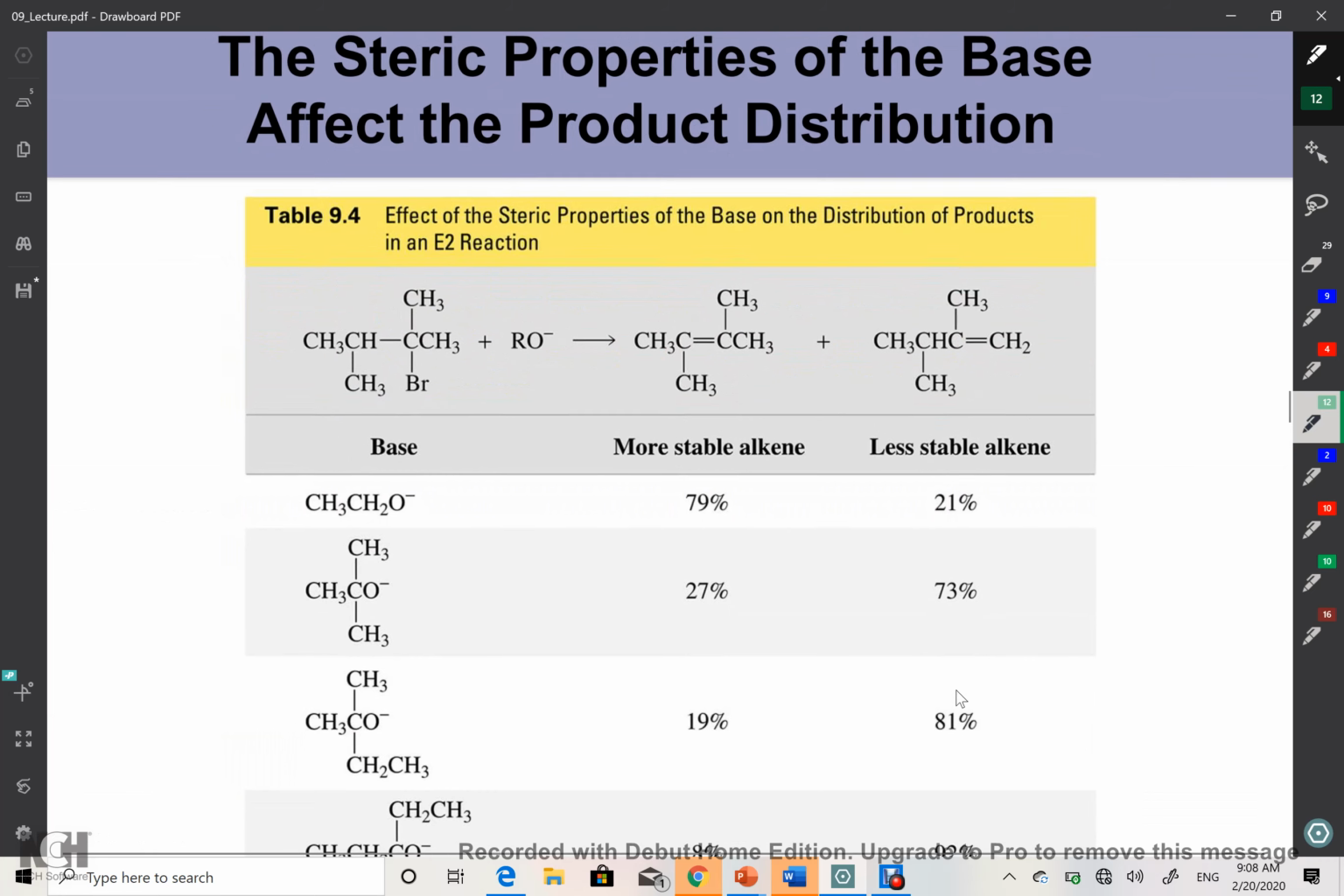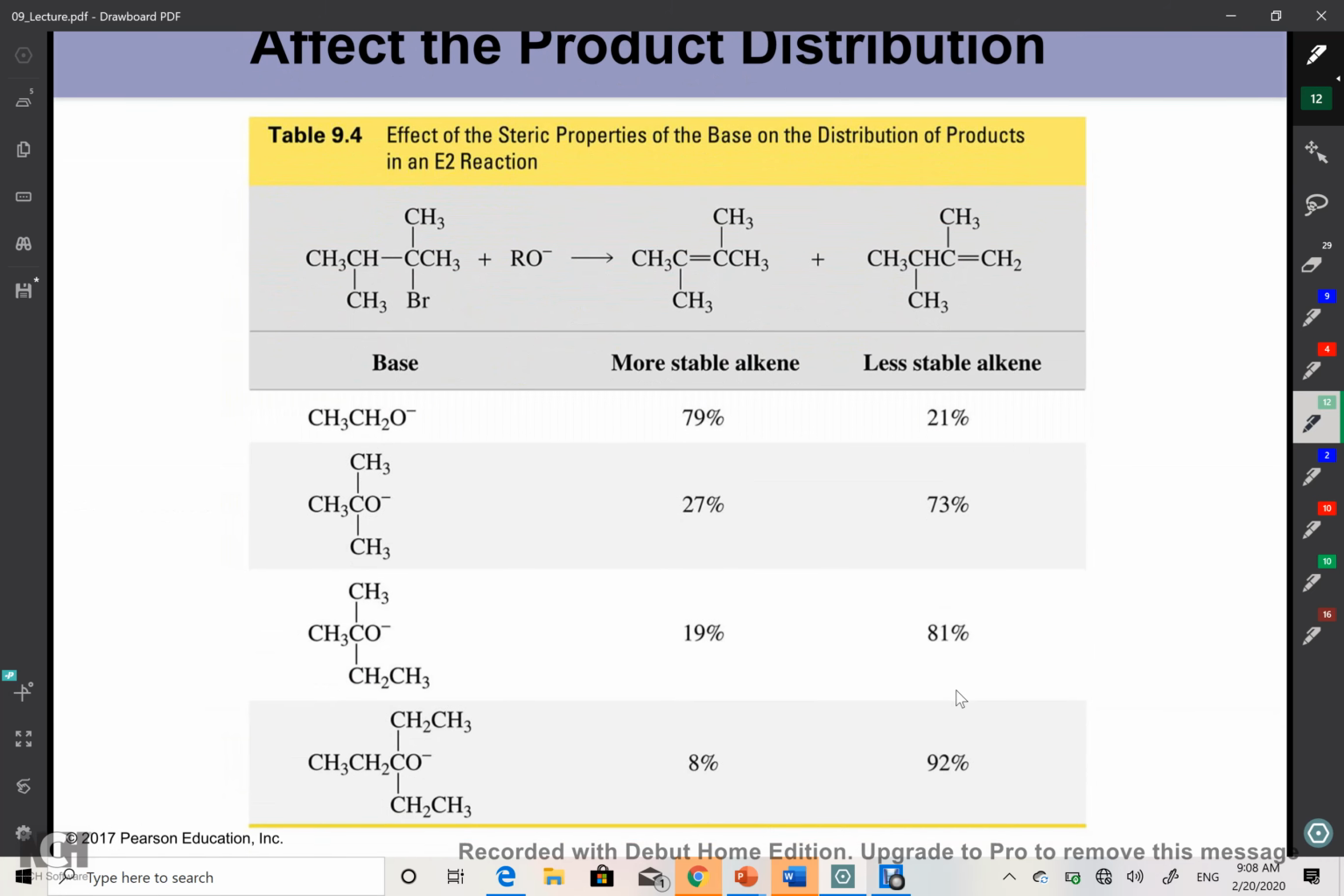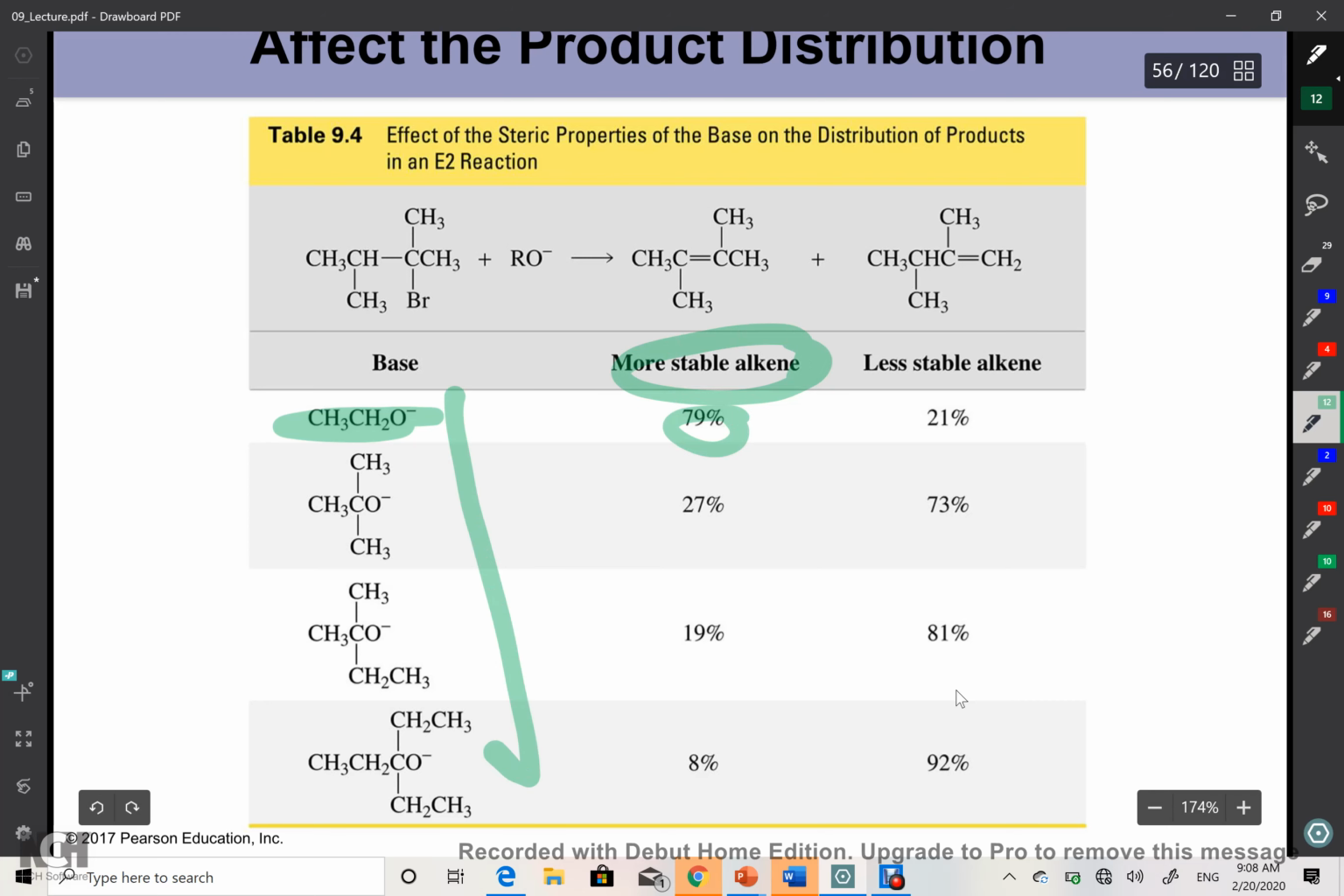And so that's a table that gives you a summary of the size of the base. You notice that when we have a small base, the more stable alkene is our major product. But when we increase the size of the base, the more stable alkene now becomes a minor product. Does that make sense? That's just a table summarizing what we've been doing. When you have a small base, the more stable alkene is the major. But when the size of the base increases, the more stable becomes the minor.